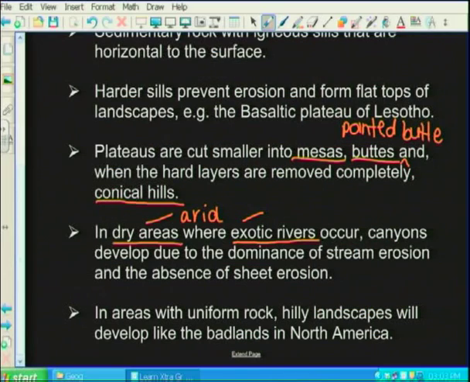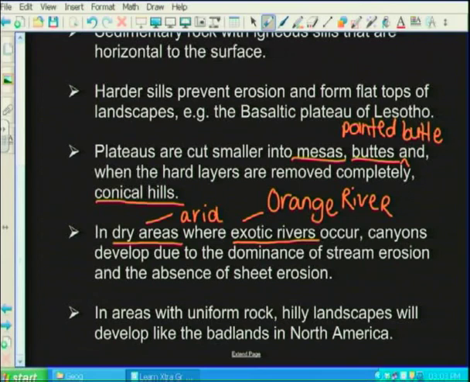The example in South Africa of an exotic river is the most important river in South Africa, the Orange River. The Orange River has its source in the mountains of Lesotho, which is an exceptionally high rainfall area, and it flows westwards towards the Atlantic Ocean, and it flows through South Africa's Northern Cape province, which by now you should know is a very, very dry desert-like province.